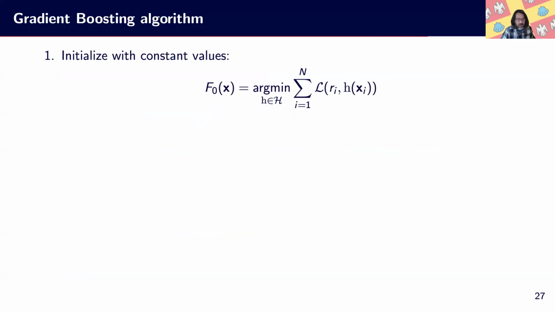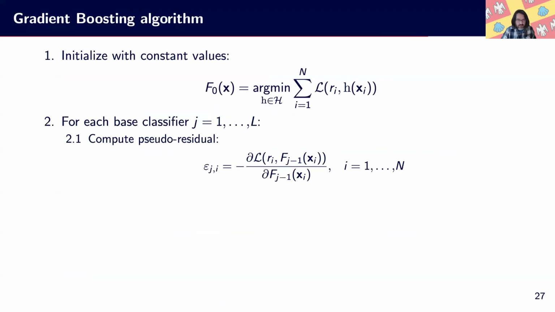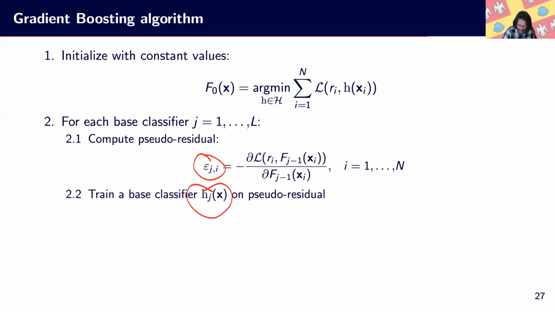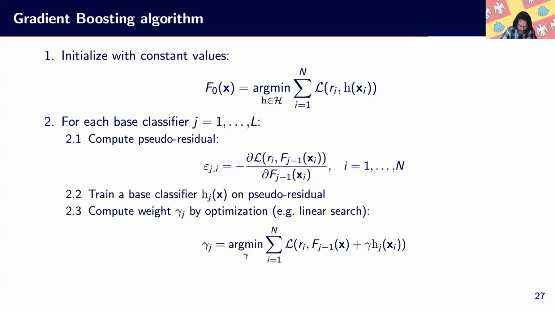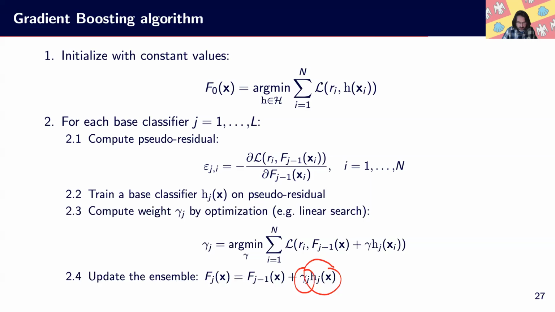So the gradient boosting algorithm looks like that. We initialize with constant values. Then for each classifier, we compute the pseudo-residual. This is obtained from gradient descent. And then we train a classifier on this. So the classifier we obtain at this iteration is made from that pseudo-residual. And over that, we will compute the weights by optimizing. We try to find the weight gamma j that will get us the best possible performance over the addition of the new model in the ensemble. And from that, we update the ensemble with the new model H and the new weights gamma corresponding to that iteration.